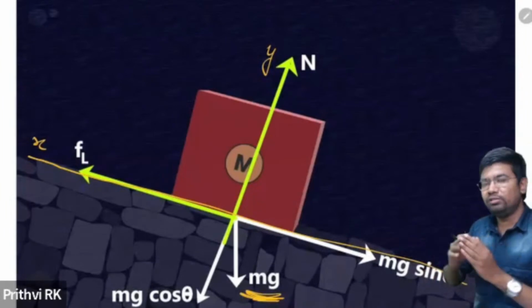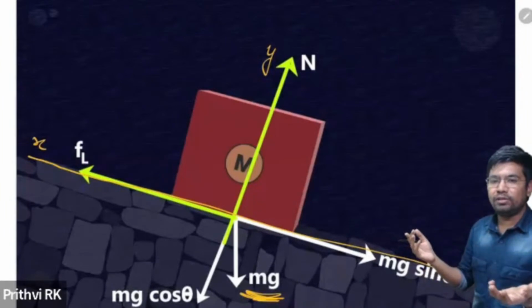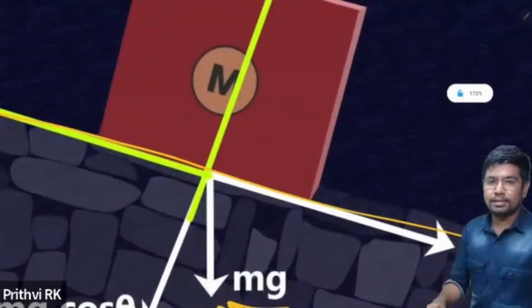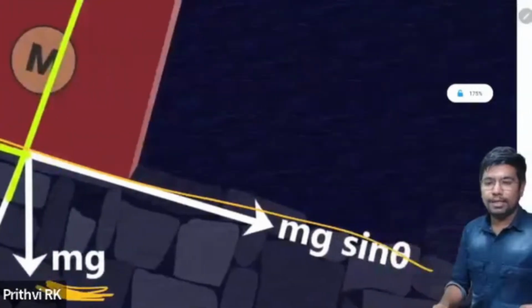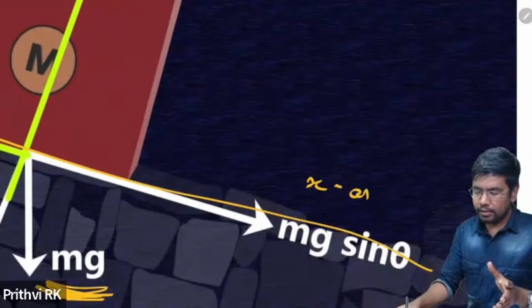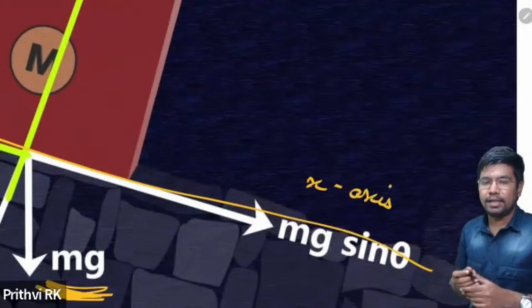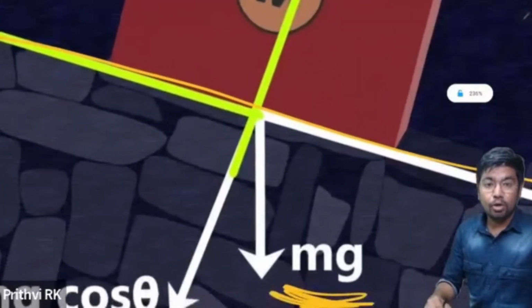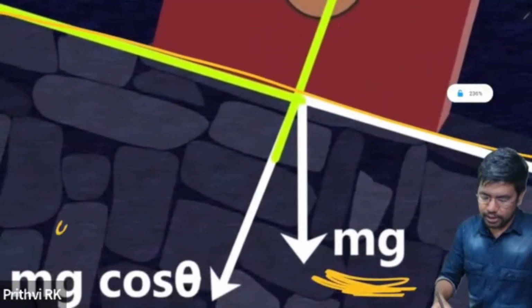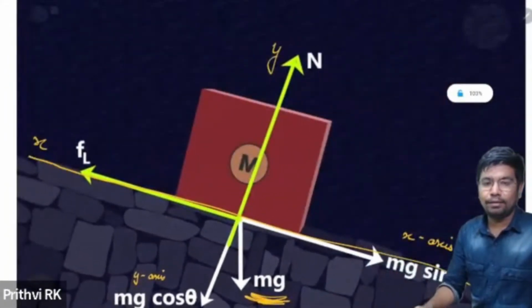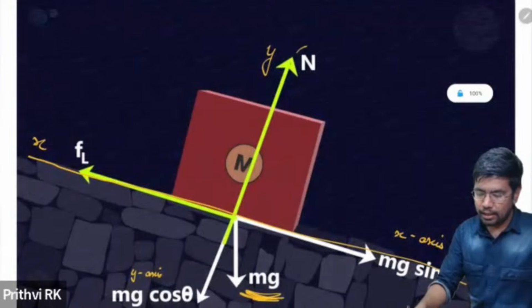So what I'm going to do is, along x-axis and y-axis, I'm going to separate it into two different components. So one is, okay, mg sin theta. Mg sin theta is along x-axis. The other is mg cos theta. Okay, mg cos theta is along y-axis. And you can see here that mg cos theta is equal and opposite to normal.